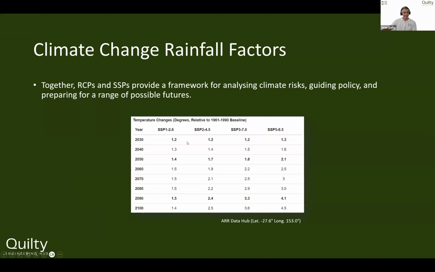So you can see how much the temperature is going to change. Our best case, 1.2 to 1.5, and then it starts dropping back off to 1.4 at the year 2100. Worst case, you can see the atmosphere is going to rise by 4.5 degrees.